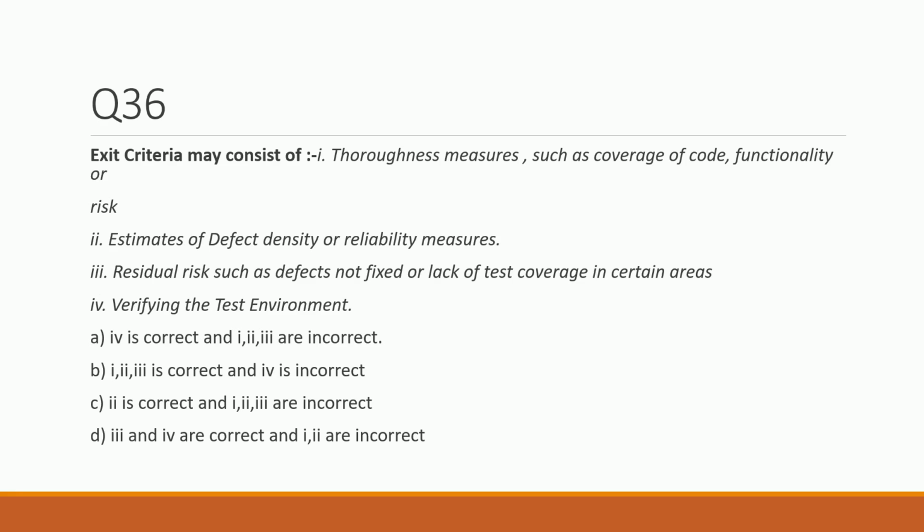Question 36 is exit criteria may consist of thoroughness measures such as coverage of code, functionality or risk, estimate of defect density, residual risks such as defects not fixed, verifying the test environment. And the correct answer is B, which is 1, 2, 3 is correct and 4 is incorrect.